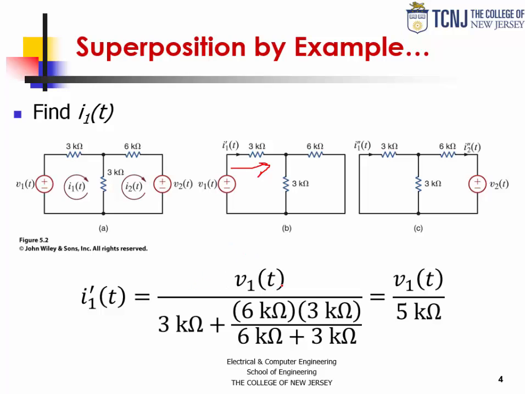So again, I can write that the first partial I1 is V1 divided by 3k plus the parallel combination of the other 3k and the 6k. When we have two resistors in parallel, the total resistance is the product of the two resistors divided by the sum of the two resistors. So when I find out what this number is, I have that the first partial current is V1 divided by 5k.